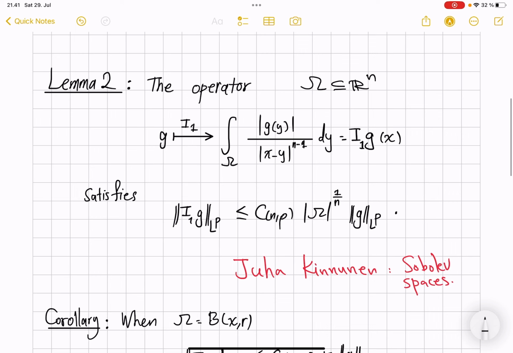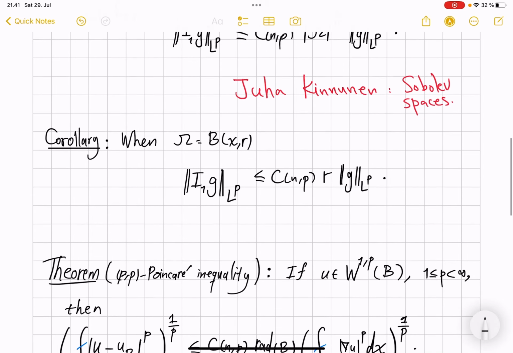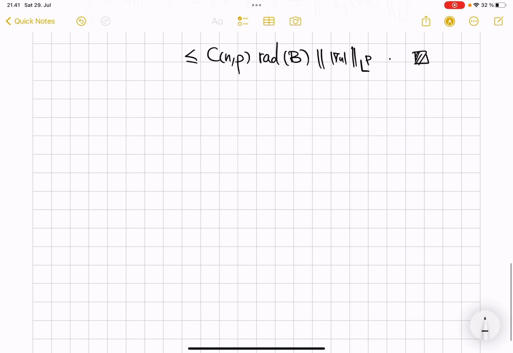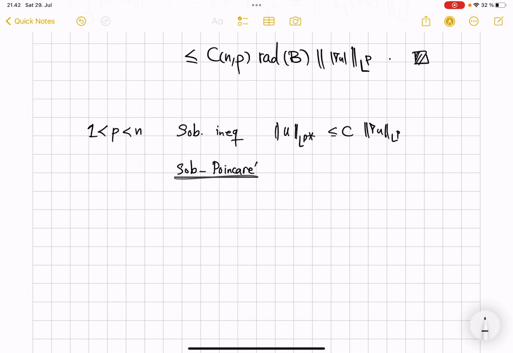One thing that bothered me with reading up classical Sobolev theory was that when you had a proof of, say, the Sobolev inequality for p in the range between 1 and n, which gives that the L^{p*} norm is bounded by a constant times the L^p norm of the gradient, you see a very different proof compared to when you see the Poincaré inequality, also known as Sobolev-Poincaré inequality. So the inequality we just proved can be regarded as a Sobolev-Poincaré.